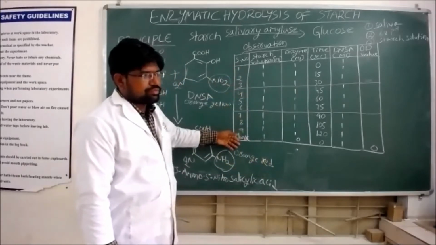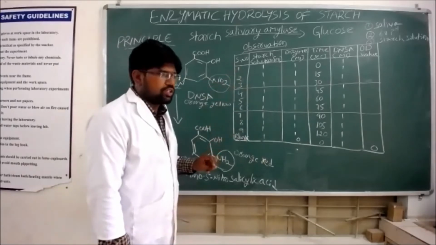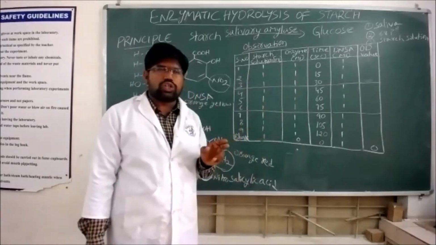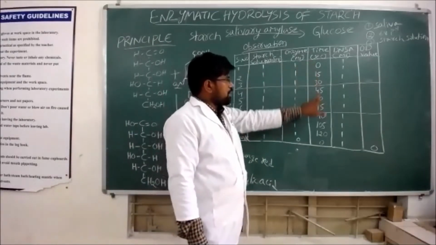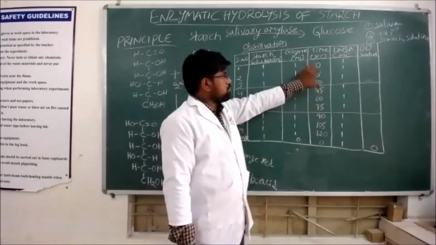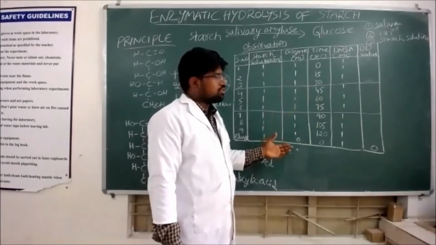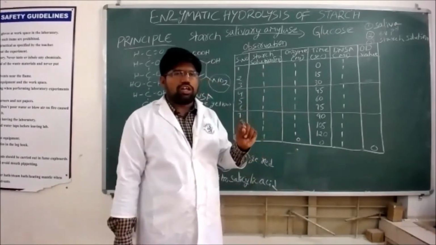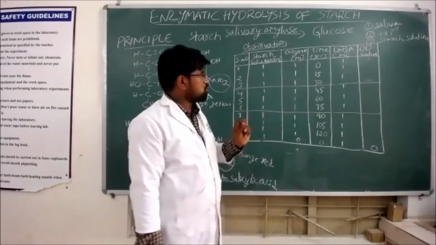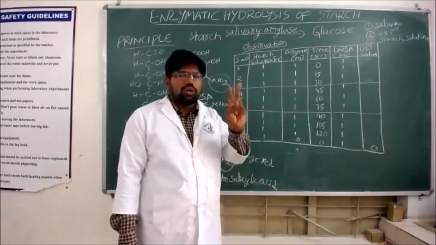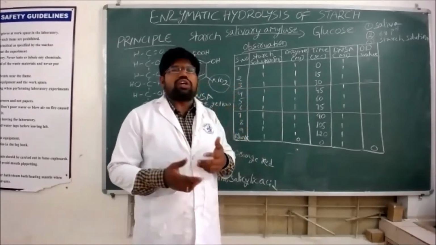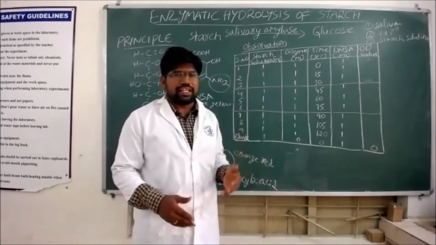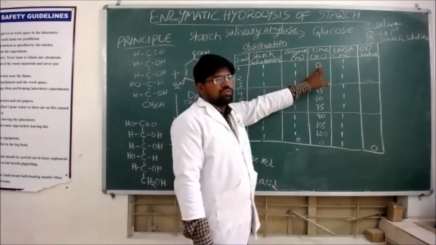So after labeling, the first test tube preparation. Take 1 ml of starch, then add 1 ml of the enzyme solution immediately. Here I mentioned the column time. This time indicates how much time we have to wait to add the DNS reagent. In the test tube labeled as 0, we take 1 ml of starch solution and 1 ml of enzyme solution, and immediately add the DNS. Here we are not giving any time for the enzyme to do the catalytic activity, so we label that as 0.